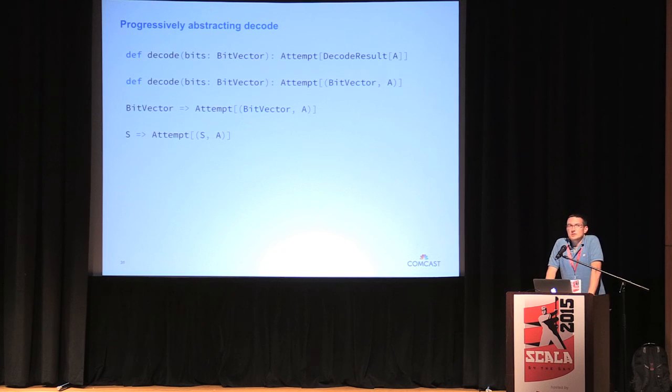The next thing I want to do is generalize the name. I want to alias bit vector to just the letter S. So all I've done is replace bit vector with S. And finally, I want to replace the name attempt with the letter F. And what I'm left with is this signature, S to F of SA.